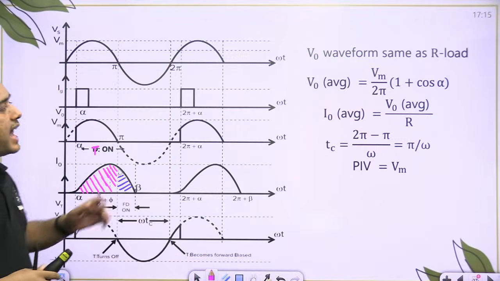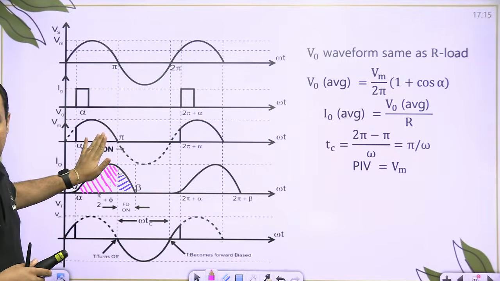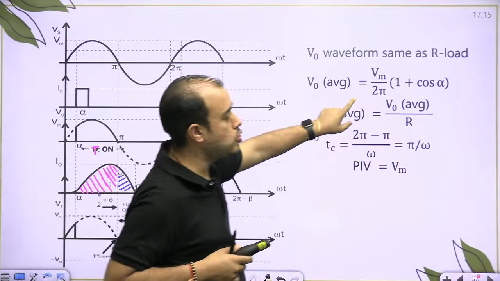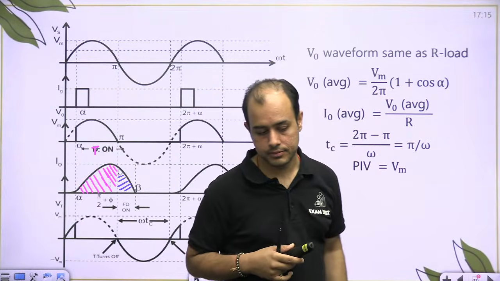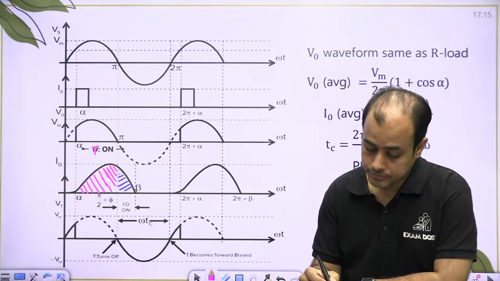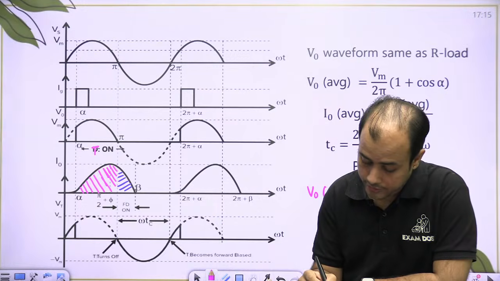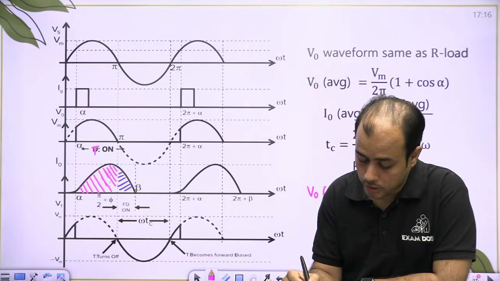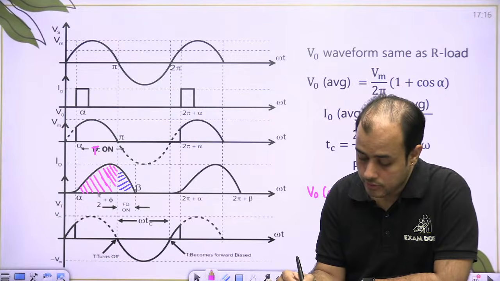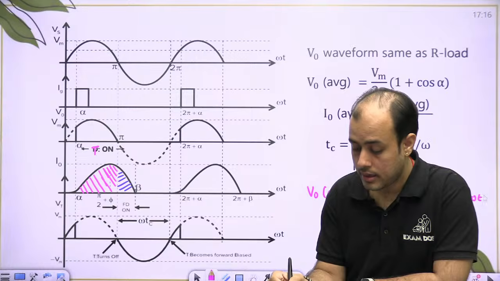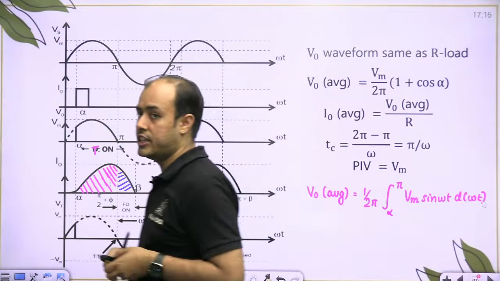Now beta, average value will be same as the R load because this graph is same as R load. So Vm by 2 pi, 1 plus cos alpha. V naught average is 1 by 2 pi. You can integrate from alpha to pi, Vm sin omega t d omega t. And I average will be V average by R.